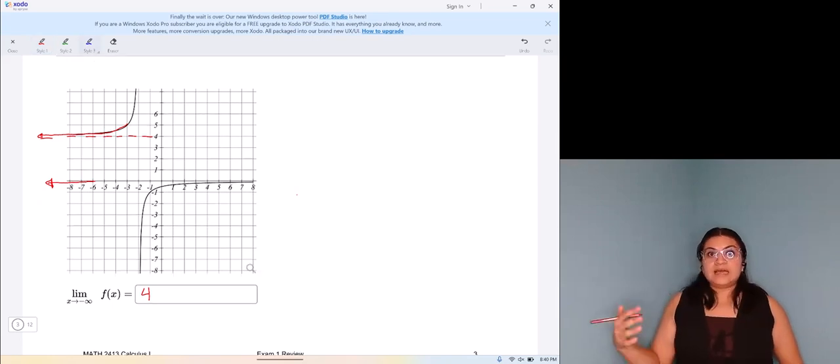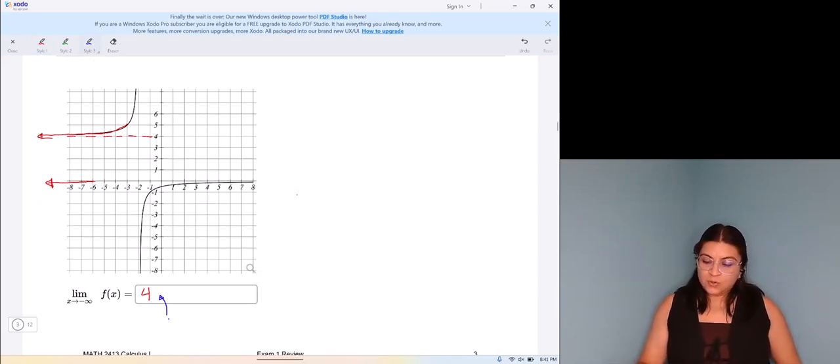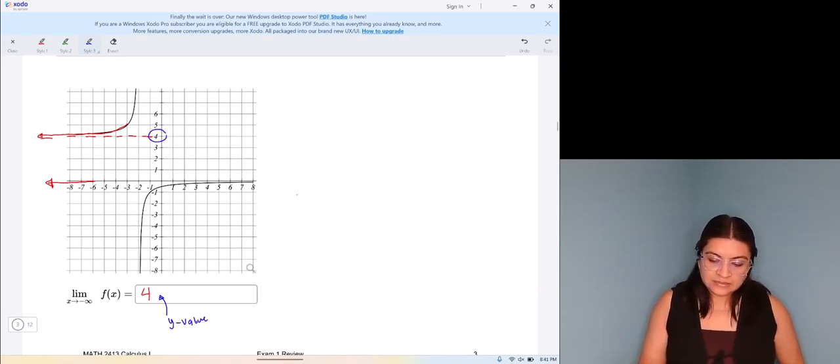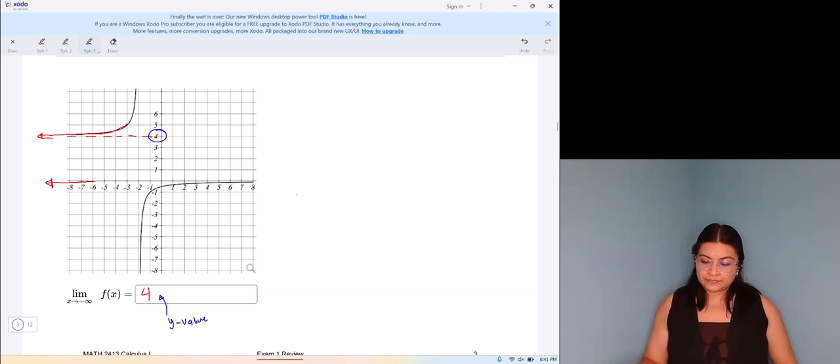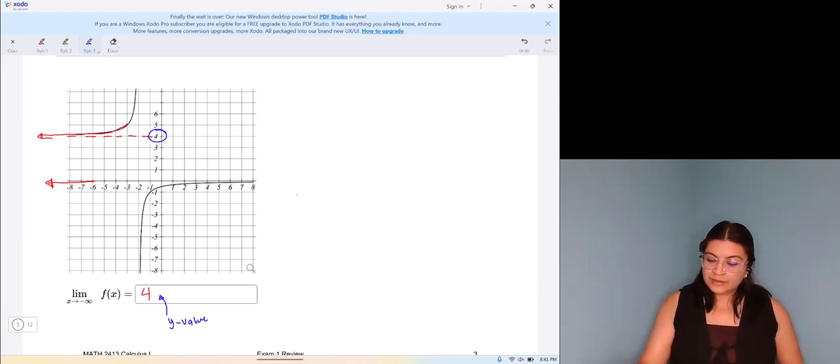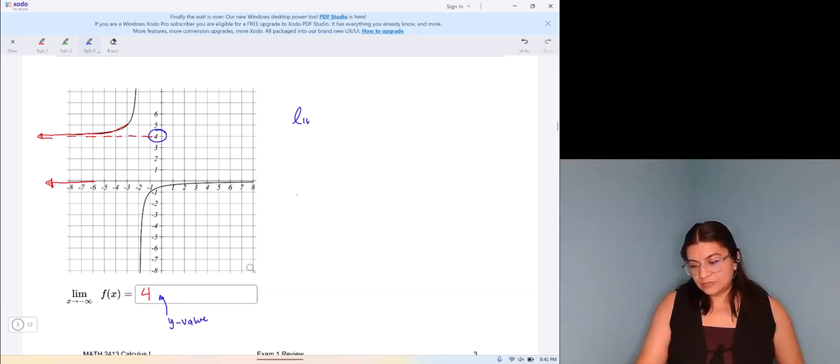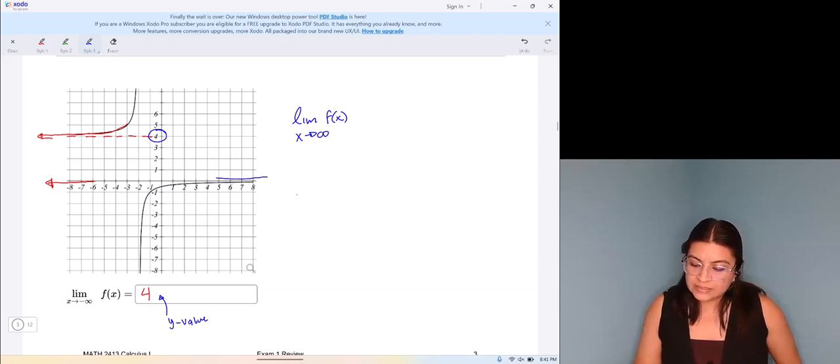By the way, when it's asking to find the limit, the limit is always a y value. In this case, it was y equals 4. Now, if the question is find the limit of the function as x approaches infinity, then it means that as we go in this direction, what is the graph doing? The graph is approaching y equals 0.